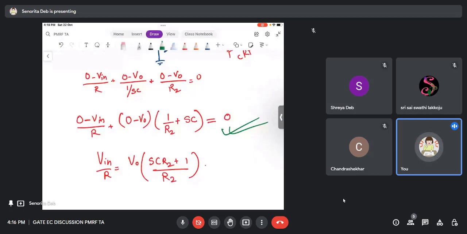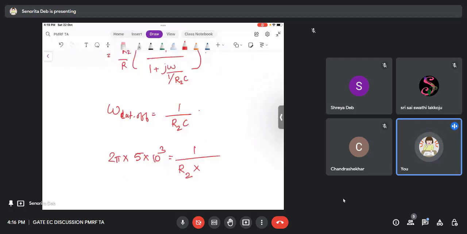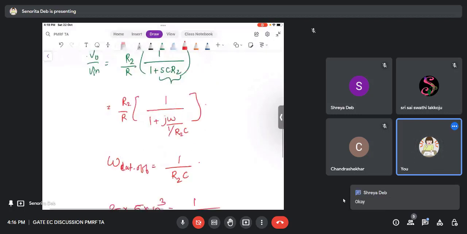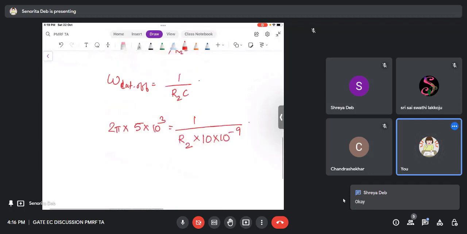So 2π × 5 × 10^3 equals 1/(R2 × C). My Wi-Fi is actually very slow, so that's why it is updating late. The value of C is 10 nanofarad, 10 × 10^-9. Please find out and tell me what you are getting as R2.